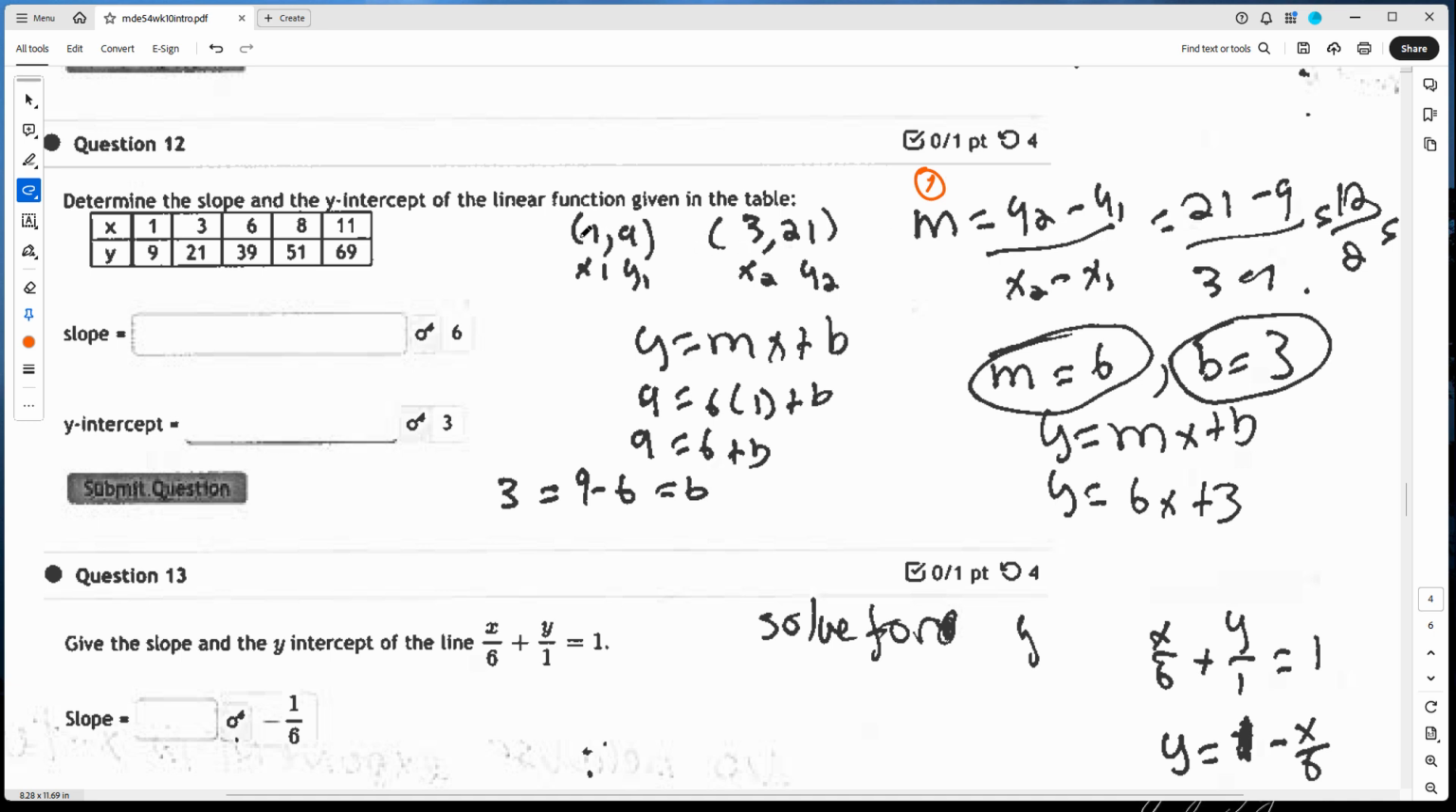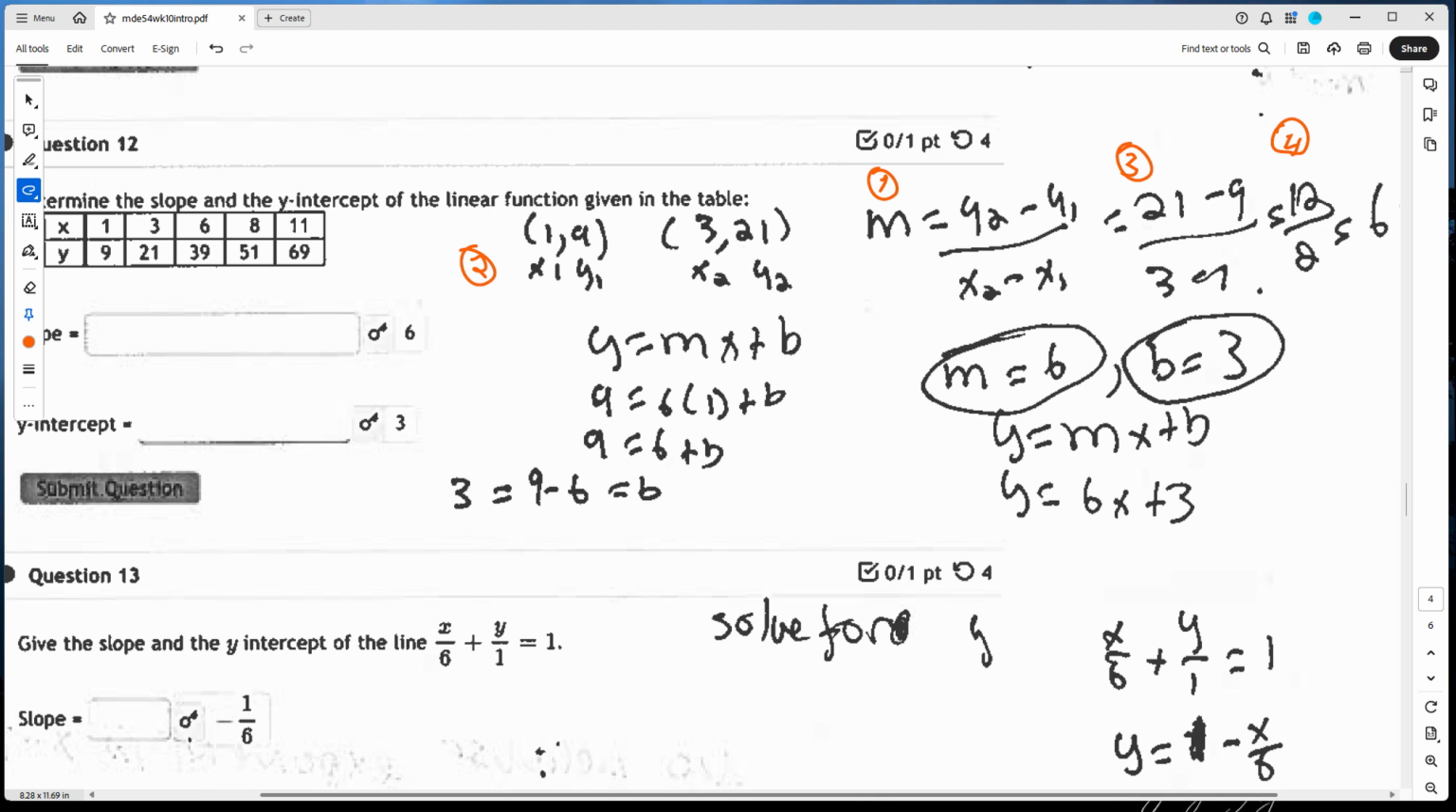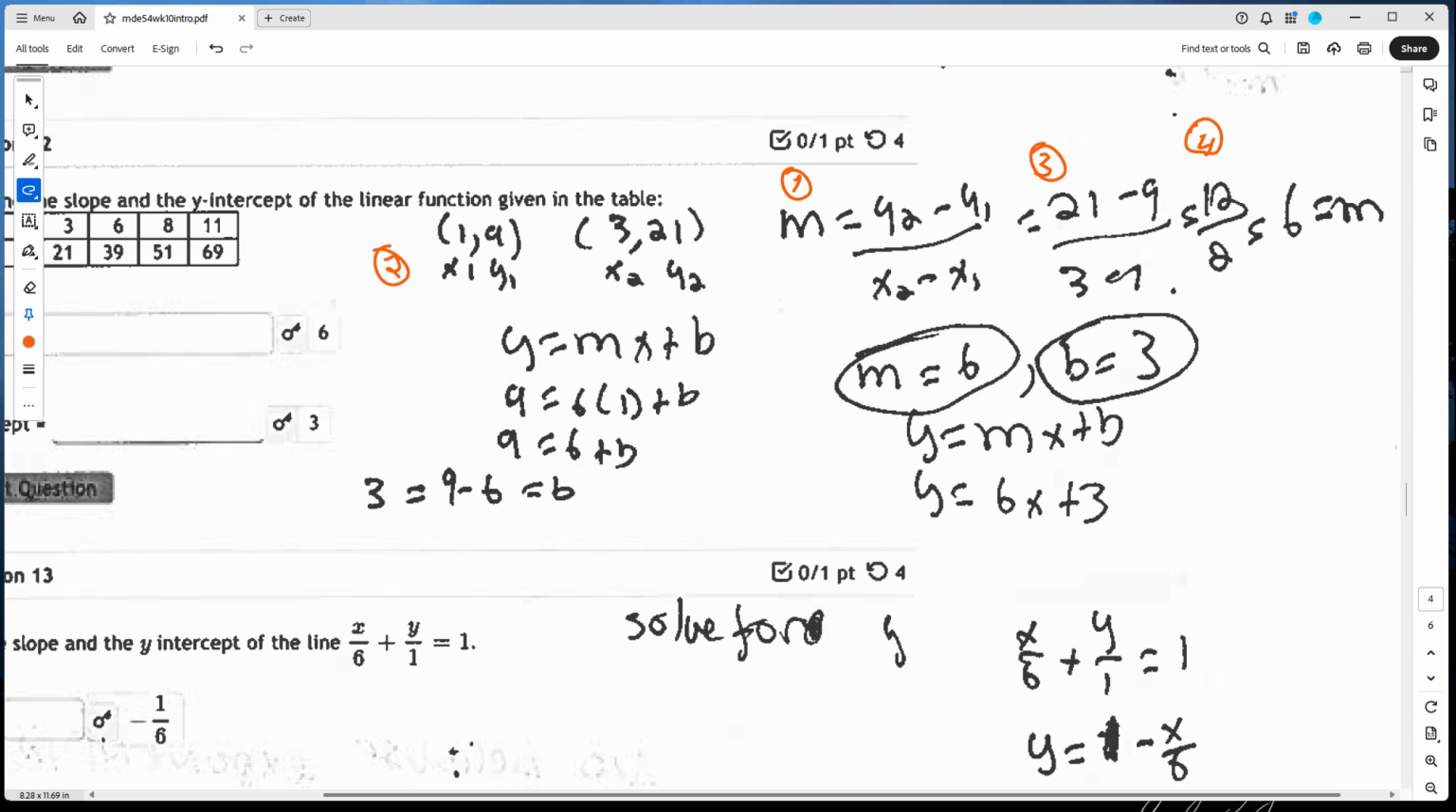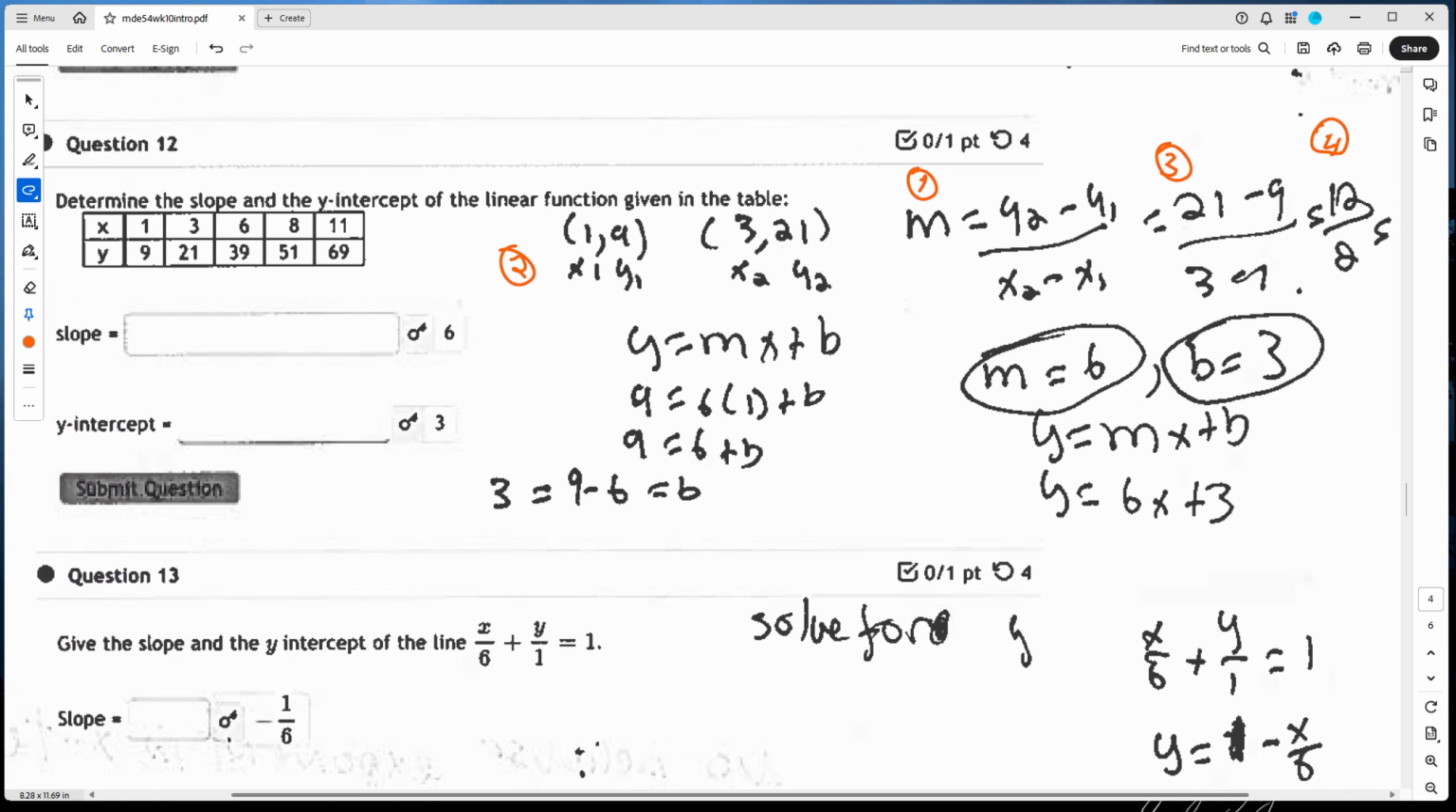The second thing I do is I assign values to my variables in the formula. The third thing I do is I plug into the formula. The fourth thing I do is I do my computation. So I have y2 minus y1 and x2 minus x1. So my slope is going to be 12 over 2, and 12 divided by 2 is 6. That is my slope. Then I have to find the y-intercept.